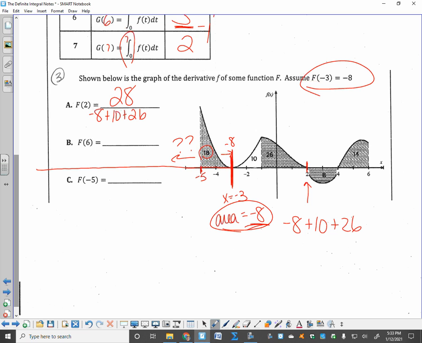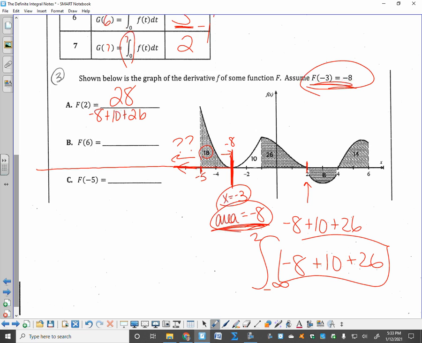I don't know what happens before -5. I don't know what happens over here. But them telling me this says, okay, at -3, I hereby declare that the total area that has accumulated is a -8. Now give me the area from basically -infinity to 2. Well, once I get to -3, I know that I'm a -8, and then I can just add the 10 and the 26. And that gives me my total area from -infinity basically to 2.